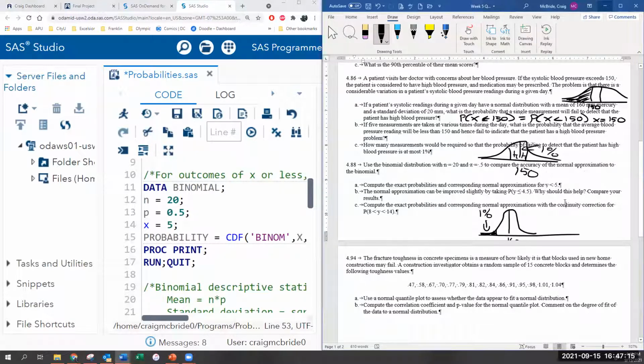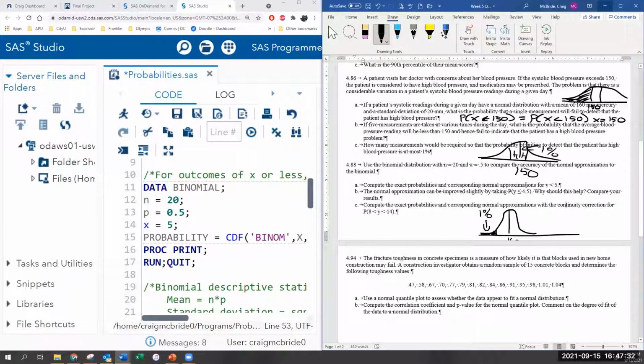Oh, okay. Yes, you can do the normal approximation with either 5 or 4. You could make an argument for either one. I would probably start with 4. So if I did it with 5 in my video, that's probably a mistake from earlier.